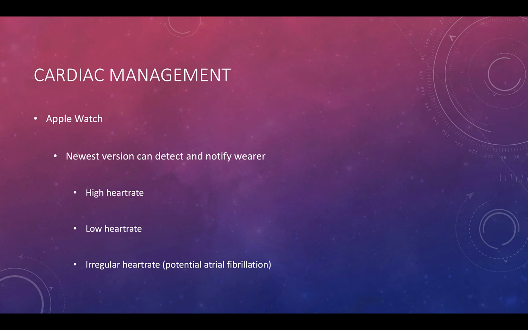And the wearer can actually set it to give them alarms if their heart rate gets too high or their heart rate gets too low. Or one of the really neat things that's come out is it'll tell you if your heart rate is irregular. So what we're looking at here is the potential that that person could be in atrial fibrillation. Some of these studies that they did are actually showing that it's fairly accurate, up into the high 90s percent of being accurate of identifying atrial fibrillation.